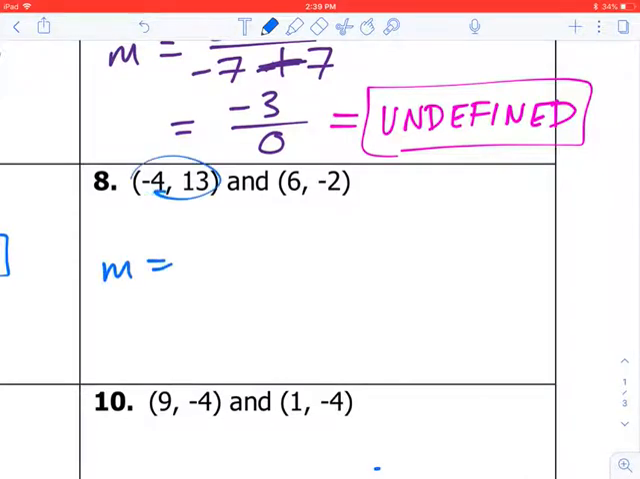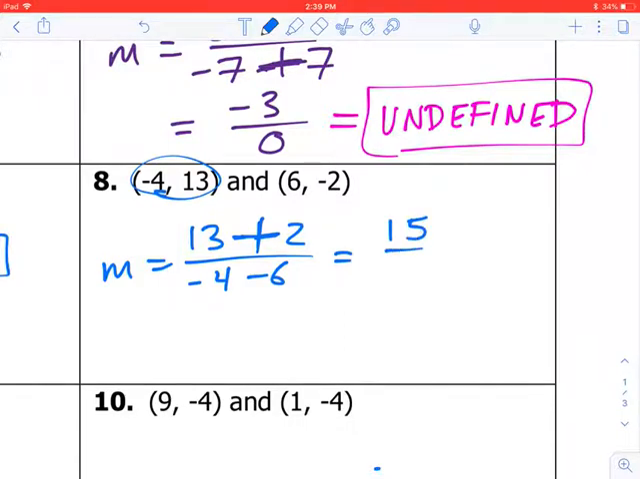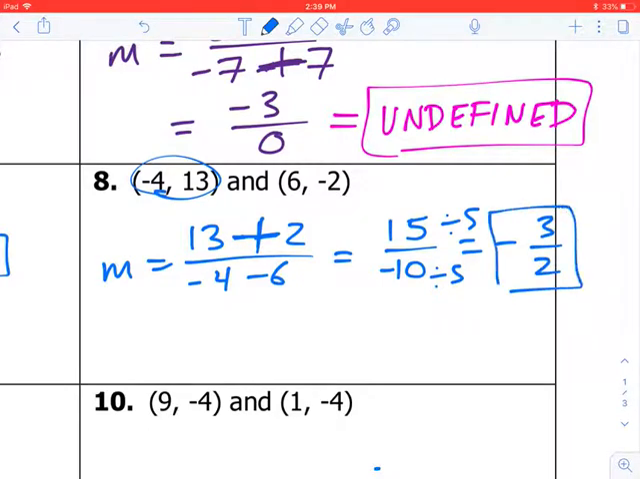Same thing with number 8. I'm going to start with here again. 13 minus negative 2 over negative 4 minus 6. Negative 13 minus negative becomes plus, negative and negative, which is 15 over negative 10. So that's going to be negative, and then I can divide both of those by 5. 15 divided by 5 is 3. 10 divided by 5 is 2. And there's my final answer, negative 3 over 2.